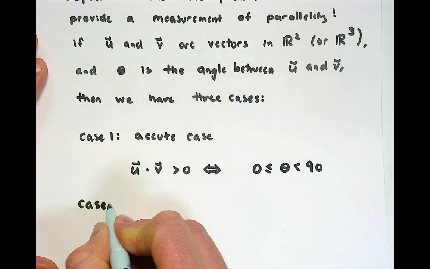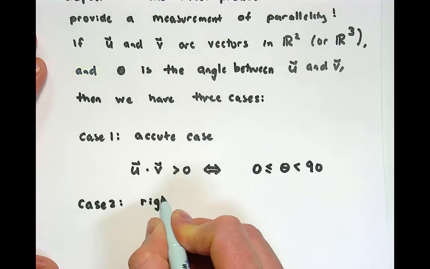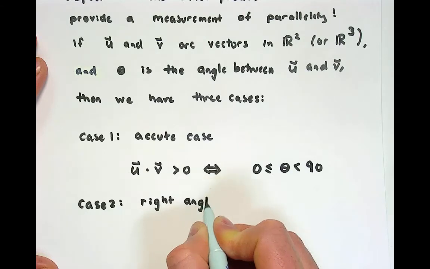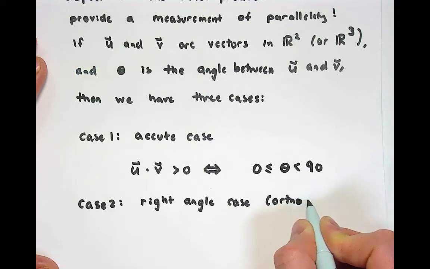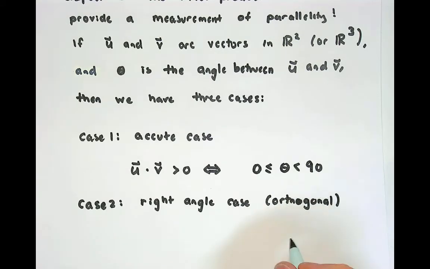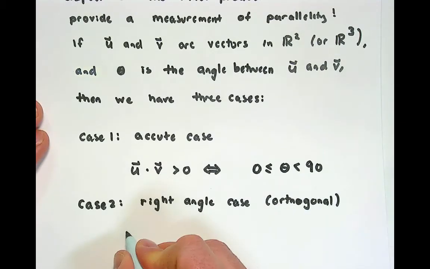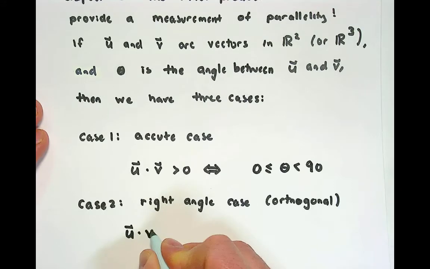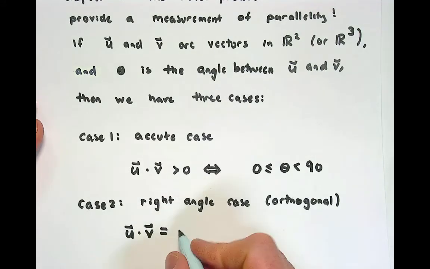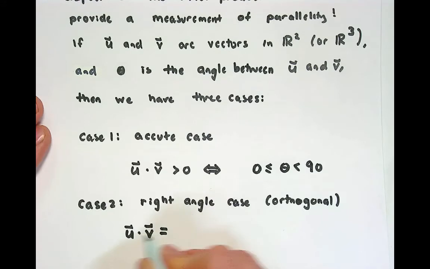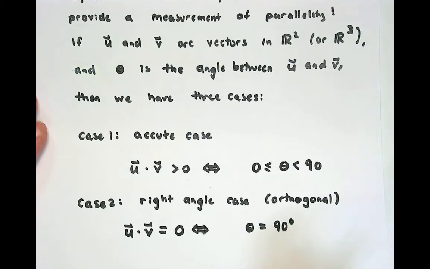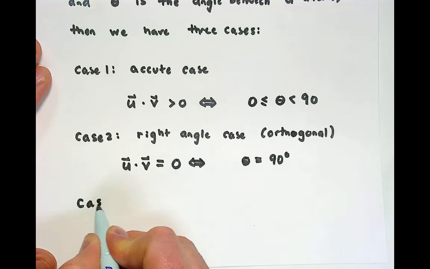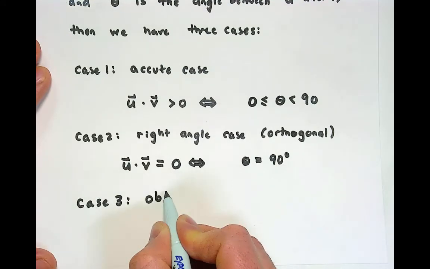We call the second case the right angle case. And you could call this the orthogonal case. Orthogonal is an n-dimensional version of perpendicular. Perpendicularity holds in R2. Orthogonal holds in Rn, where n is any number bigger or equal to 2. So here we say that the dot product between those two is 0 if and only if theta is exactly equal to 90 degrees. And then case 3 was what we called the obtuse case.